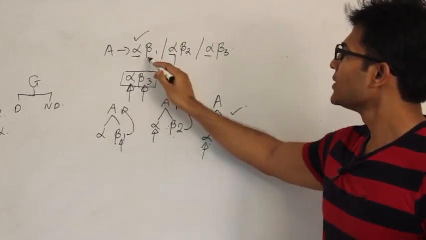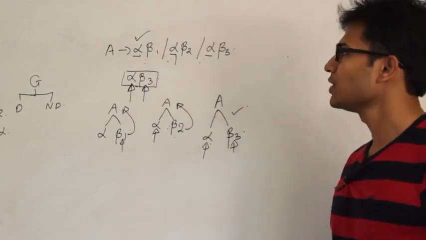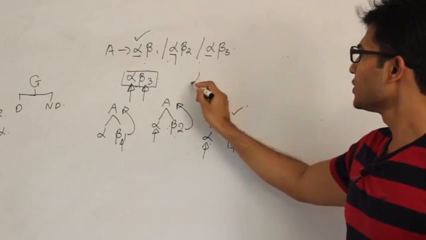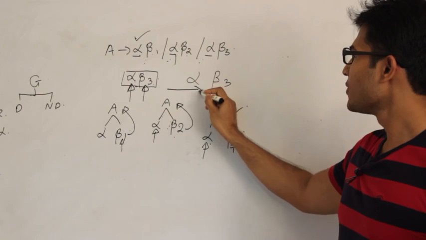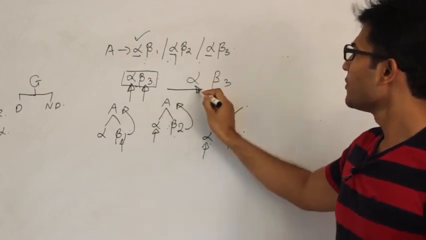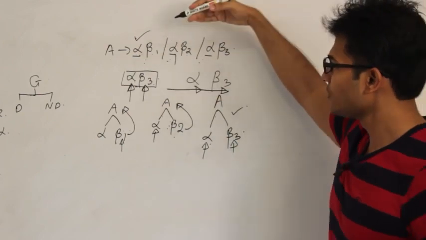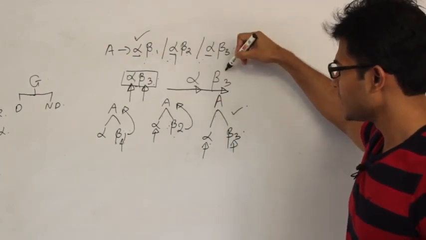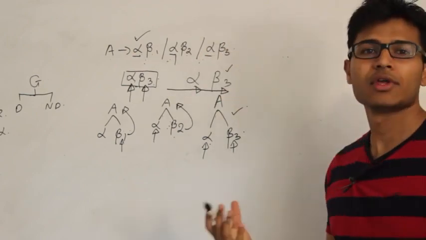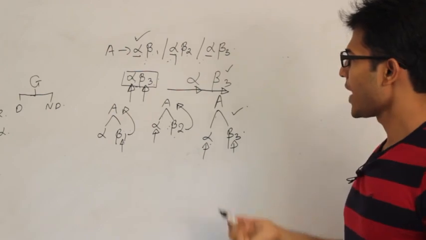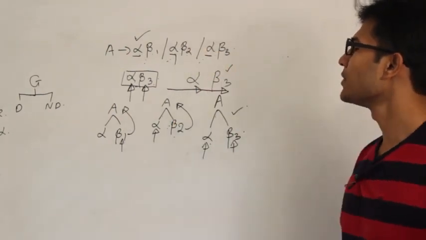We are actually making a decision of which production to choose without seeing enough of the input. See, if the input is alpha beta 3, we are making the decision by only seeing alpha. We should have made the decision by seeing beta 3, right? So if you could see enough of the string, which is beta 3, and then make a decision about which one to choose, then there would be no problem. Therefore, I have to postpone the decision making process until I see beta 3.